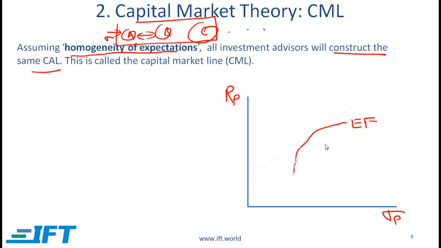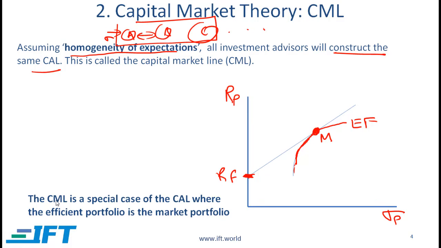If there is only one efficient frontier, then there will be only one capital allocation line, which will start from this point, which is the risk-free rate, and it will be tangential to the efficient frontier. This point is called the market portfolio. It represents the optimal risky portfolio when all investors have the same expectations. Essentially, what we are saying is the following. The CML is a special case of the capital allocation line where the efficient portfolio is the market portfolio.